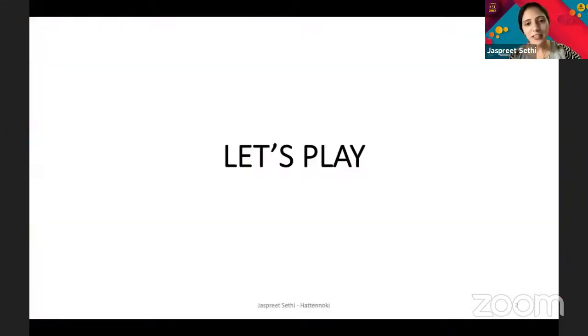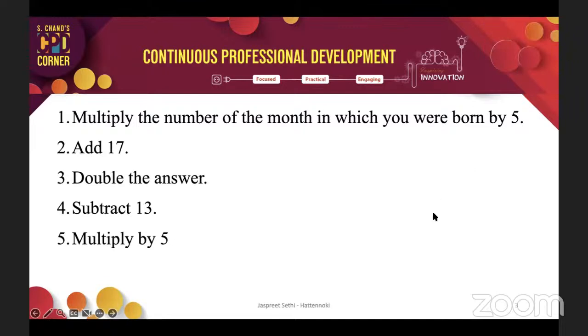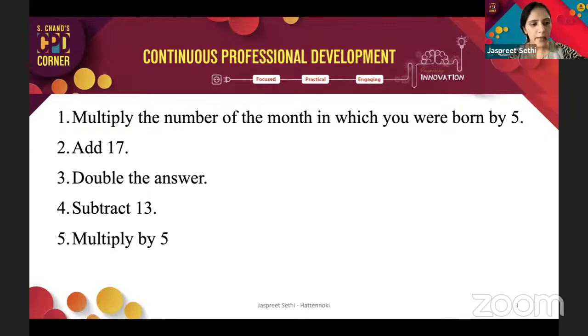I need some information. So the first one is to take the month that you were born in and multiply that with 5. So the month you were born in, for example, I'm born in the month of September, then we are taking 9 and multiplying that with 5. Whatever your month is, multiply that month's number with 5. Add 17 to that result.